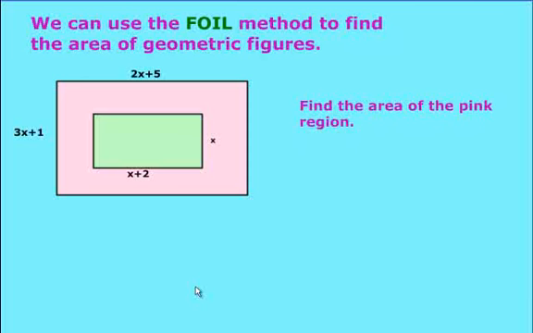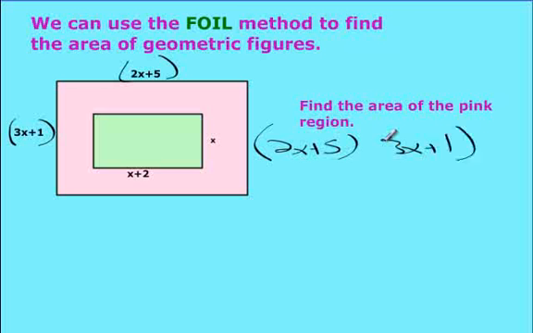Now, once we start to use this, it can then be applied to a lot of geometry problems where you'll see a lot of it. Find the area of the pink region. So all I need is, if I can find the area of the entire big box, okay, so in that case, find the area is multiply the length and the width. So we're going to FOIL to multiply here. So I have 2x plus 5, and we need to multiply that by 3x plus 1. But I only want the pink area, so I have to actually subtract out this green area.